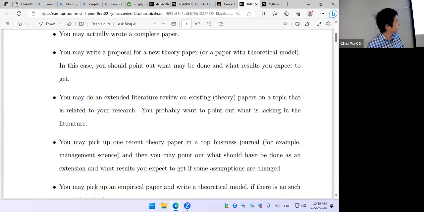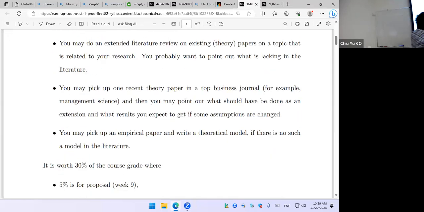Or you can do something like a reference report, right? Pick up some paper and just write in detail what can be done. Or you want to pick up an empirical paper. Or in a recent paper, you want to write a theory model. That's also fine. So it's very flexible. Or in case you don't know what to do, just email me. We can meet and talk about what to do. Okay, so don't worry about that.